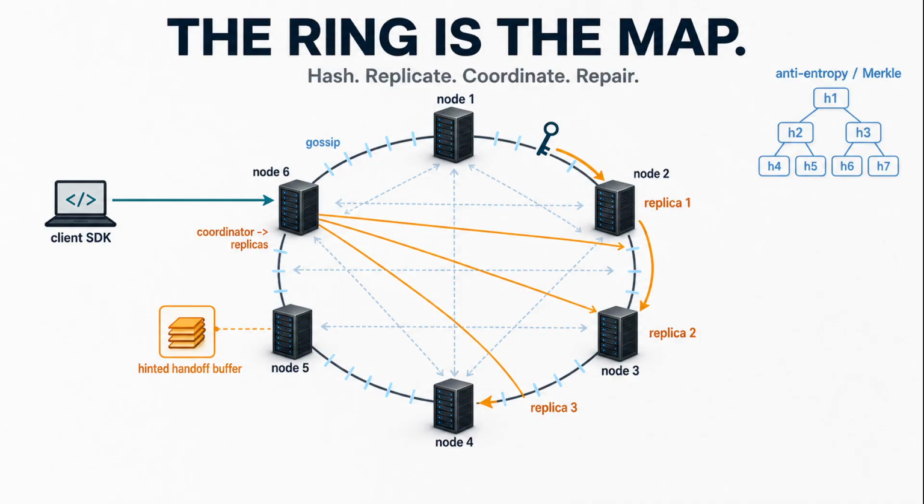Start with the finish diagram. A ring of nodes wraps the canvas, with virtual node positions scattered around it. Each key lands at a position on the ring and lives on the next 3 nodes clockwise. A coordinator forwards the request. Gossip arrows connect every pair of nodes for membership. A Merkle tree sketch sits to the side for repair, and a hinted handoff buffer catches writes when a replica is offline. That is the whole map. The chapter visits each region in order. Right. The map will return at the end, and the chapter walks each region between now and then.